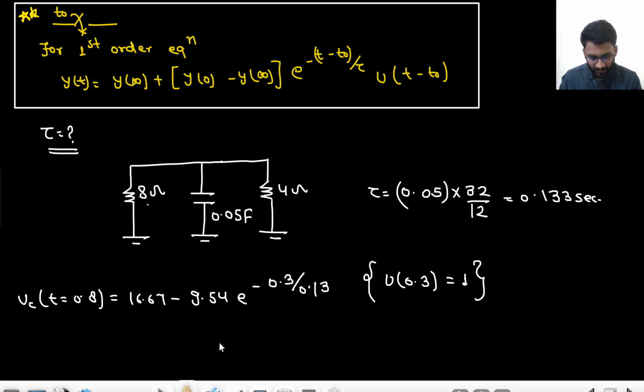So 16.67 minus 9.54 times e to the power minus 0.3 by tau. So nearly it is 15.66 volt. So this is our final answer. Did you get my point?